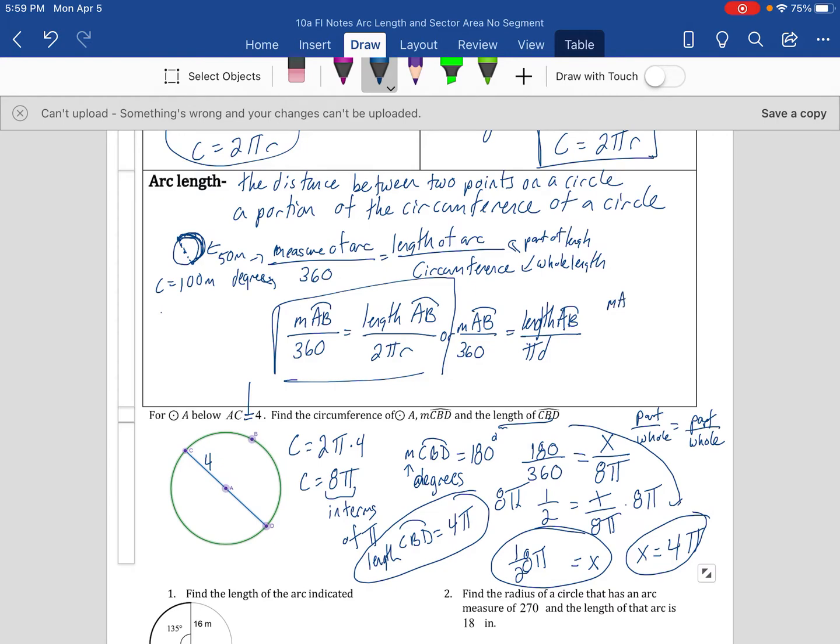That's kind of reflected there. The measure of your arc over 360 times your circumference is equal to your arc length. The measure of your arc over 360 times 2 pi r could also be equal to your arc length. These are all the same formula, okay? I prefer the proportion because it helps you solve no matter what you're given.